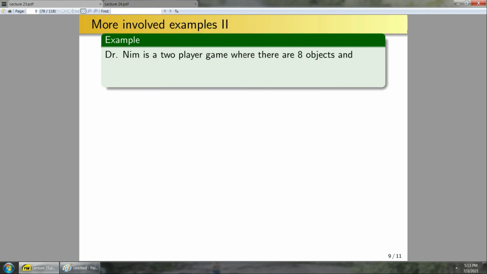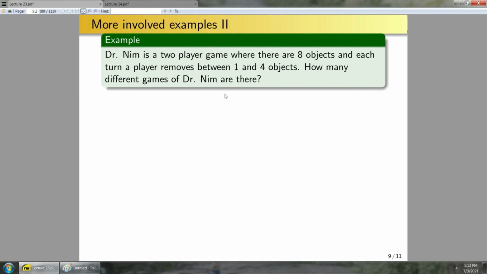Mr. Nim is a 2-player game where there are 8 objects, and each turn a player removes between 1 and 4 objects. How many different games of Mr. Nim are there? In the classic version of Mr. Nim, there are 12 objects, but I lowered it to 8 for this question. So how can I find the total number of different games of Mr. Nim? Well, let's first reformat this question into a format that we've seen before.